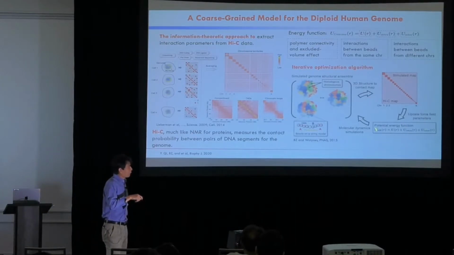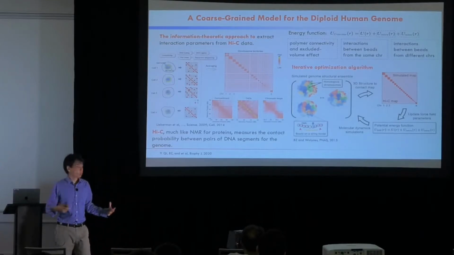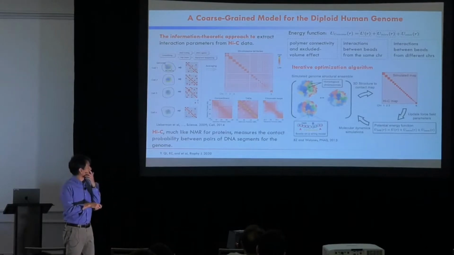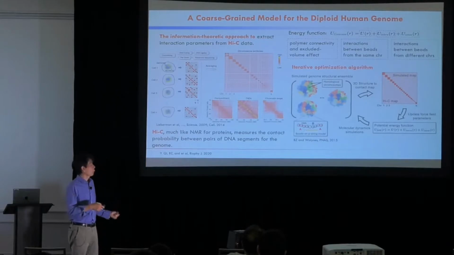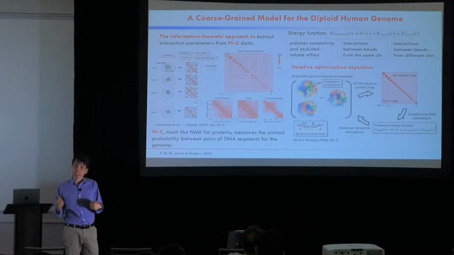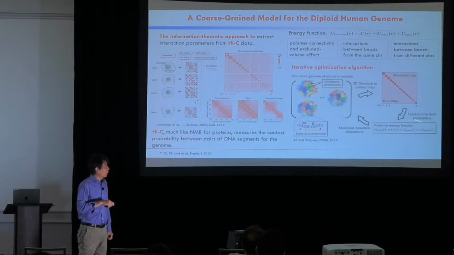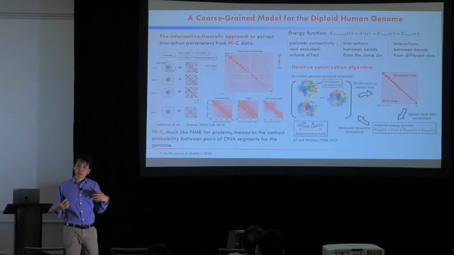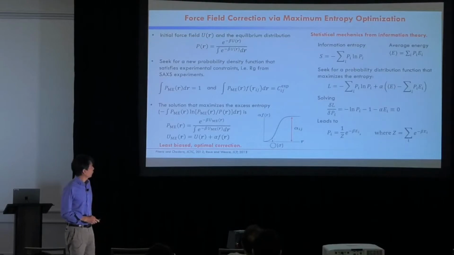We start with an energy function. With this energy function, we perform molecular dynamics simulation to produce an ensemble of structures. From this ensemble, we compute an in silico contact map. Then we compare the difference between the in silico map and the Hi-C map, and use that difference to update the parameters in the energy function. We can do this iteratively so that in the end we arrive at an energy function and an ensemble of structures that reproduce experimental data.